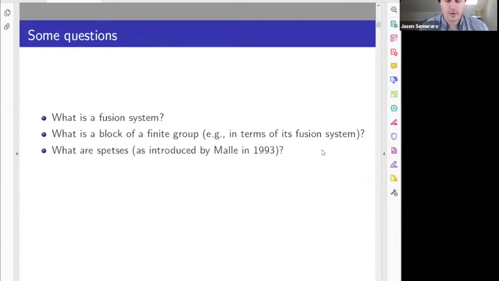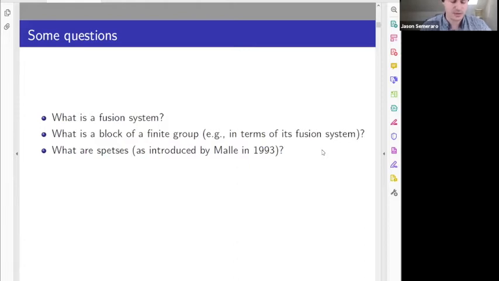I should say that this talk will follow on from what Radha said, so there'll be significant overlap with what Radha spoke about, but I will try to go beyond what she said in a few different directions. One of the directions is Spetses, which are objects I'll introduce later on, and which were introduced by Broué and Malle and Michel in 1993, and I want to think of these as analogous in some sense to fusion systems.